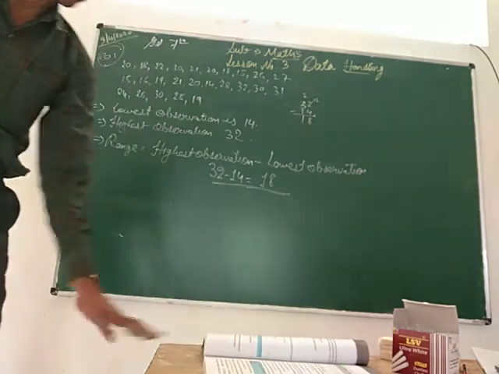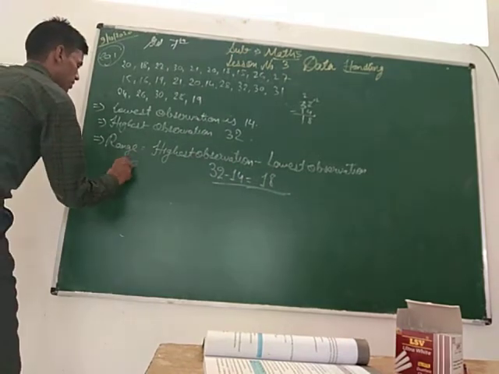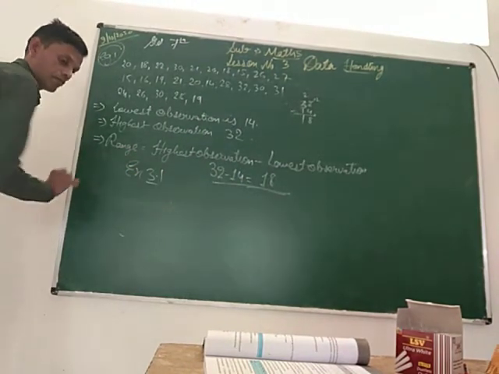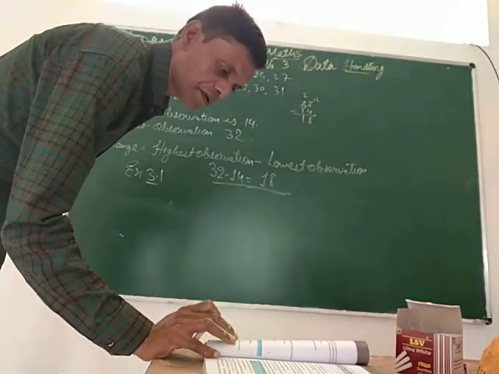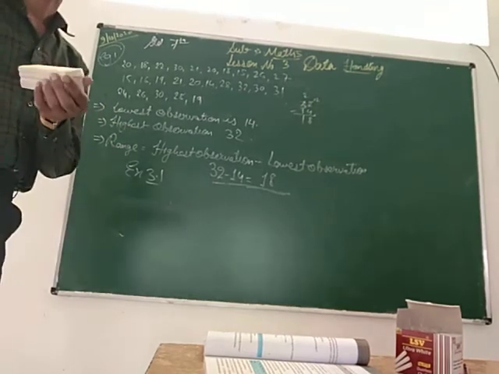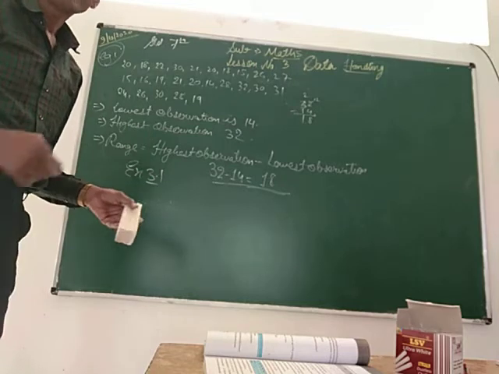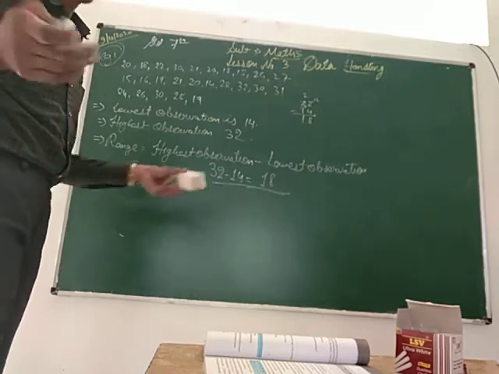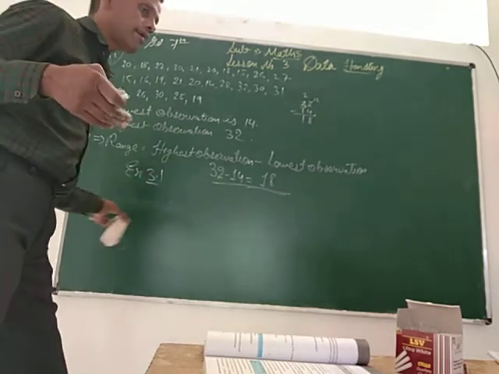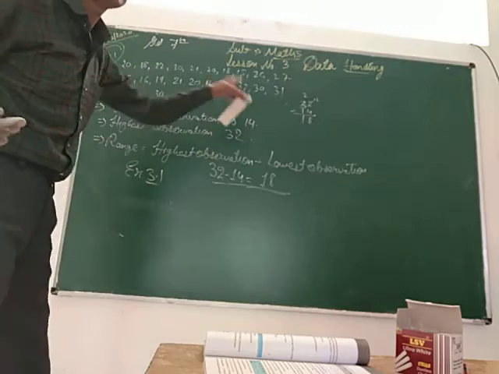Now I am explaining example 3.1. See exercise 3.1, you continue doing it so that it will be easy for you. Here it is: find the range of the height of any 10 students from your class. You can find it manually. It is a practical sum. You can ask your friends living around you, count their heights and write them for 10 students. Arrange them in order or without order, write the lowest and highest, and find the range. This is the homework for you.